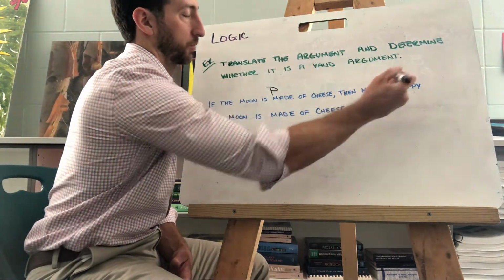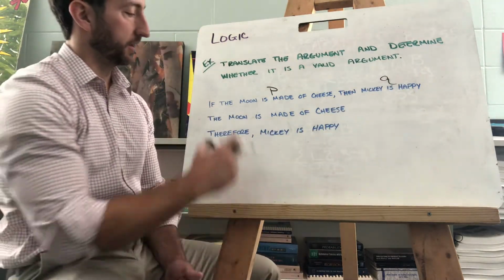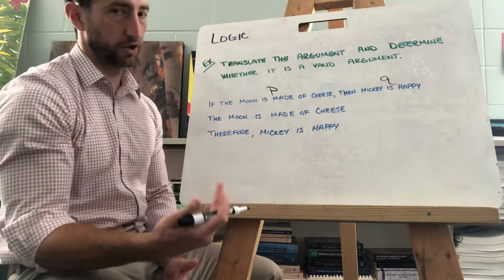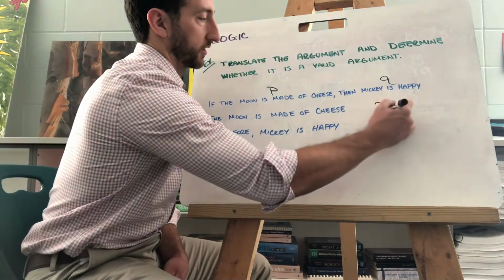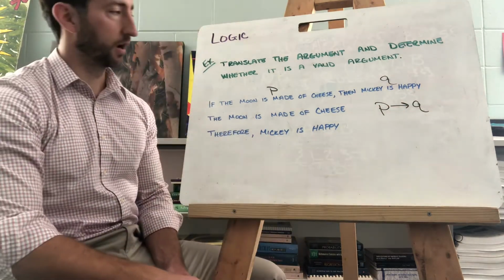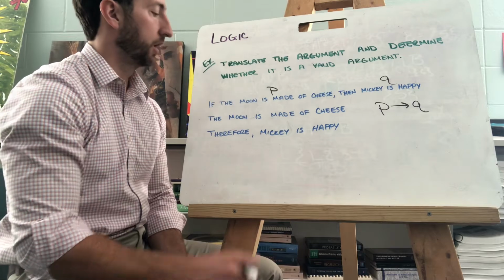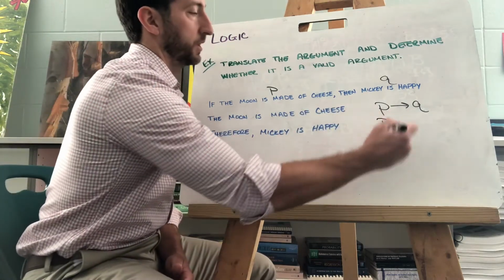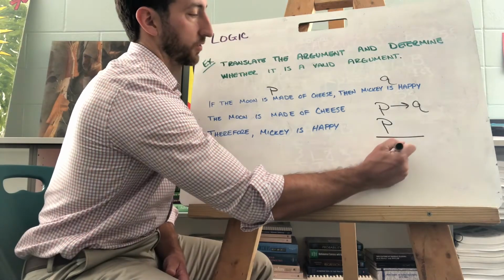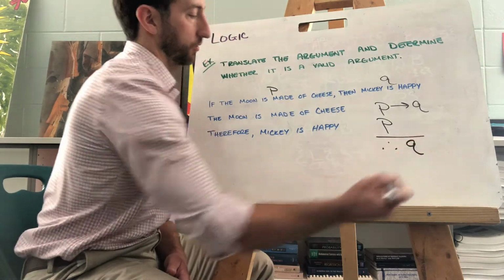Mickey is happy, we're going to call that Q. And then it says the moon is made of cheese, so therefore Mickey is happy. Pretty straightforward. The way that we would translate this is P implies Q, or if P then Q. Then the next sentence is P, and then we draw our line, and our therefore statement is going to be below that, so therefore Q.